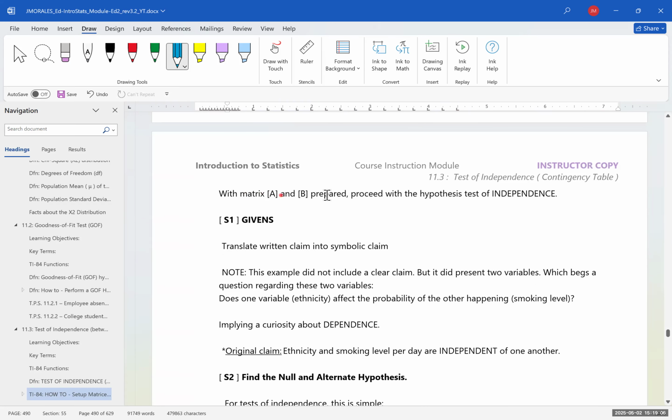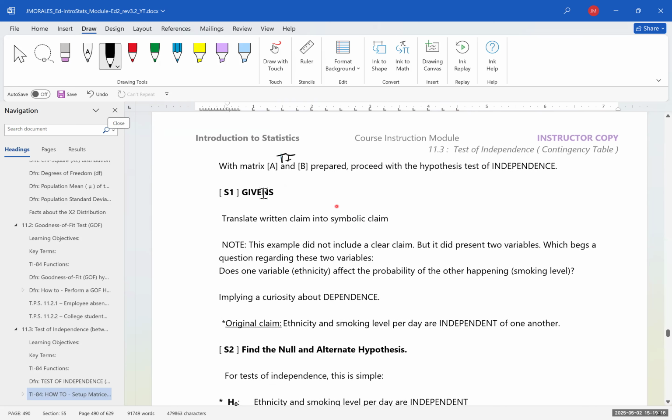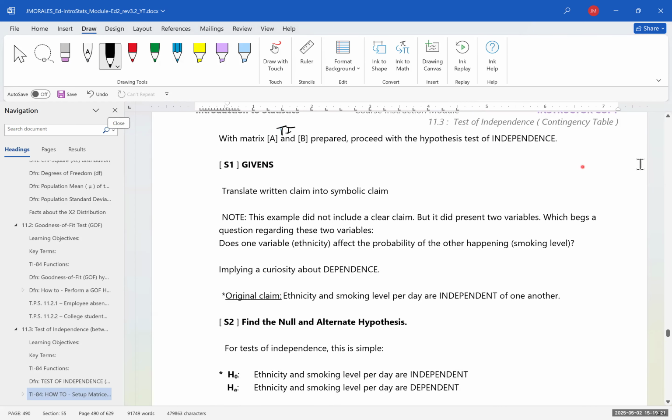Okay, so with matrix A and B prepared, this would be with the Texas Instruments calculator, proceed with the hypothesis test of independence. So step 1 is our givens. Translate the written claim into a symbolic claim. This example did not include a clear claim, but it did present 2 variables, which begs a question regarding these 2 variables. Does one variable, ethnicity, affect the probability of the other happening, smoking level? So implying a curiosity about dependence.